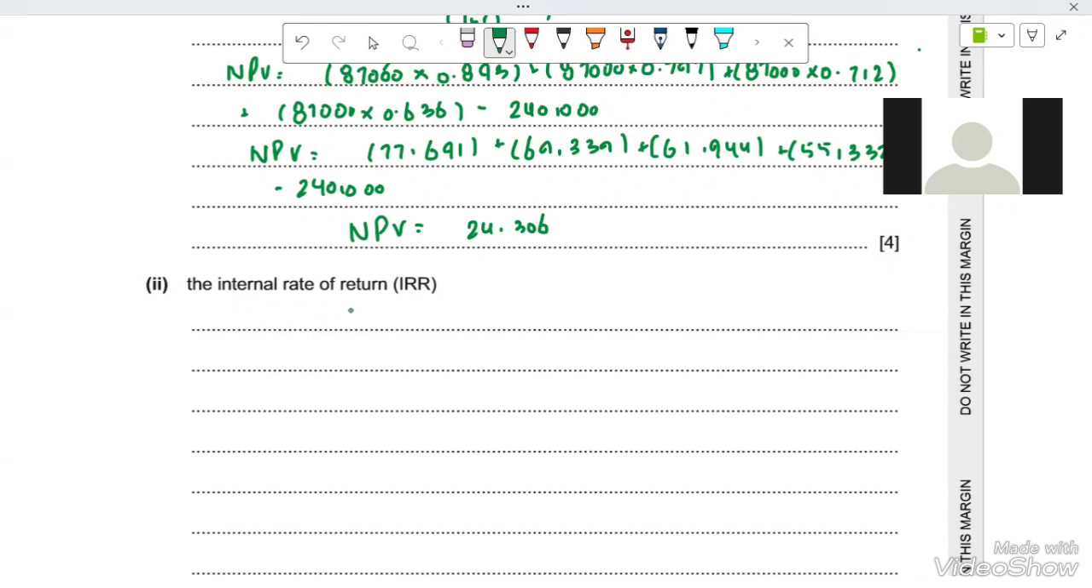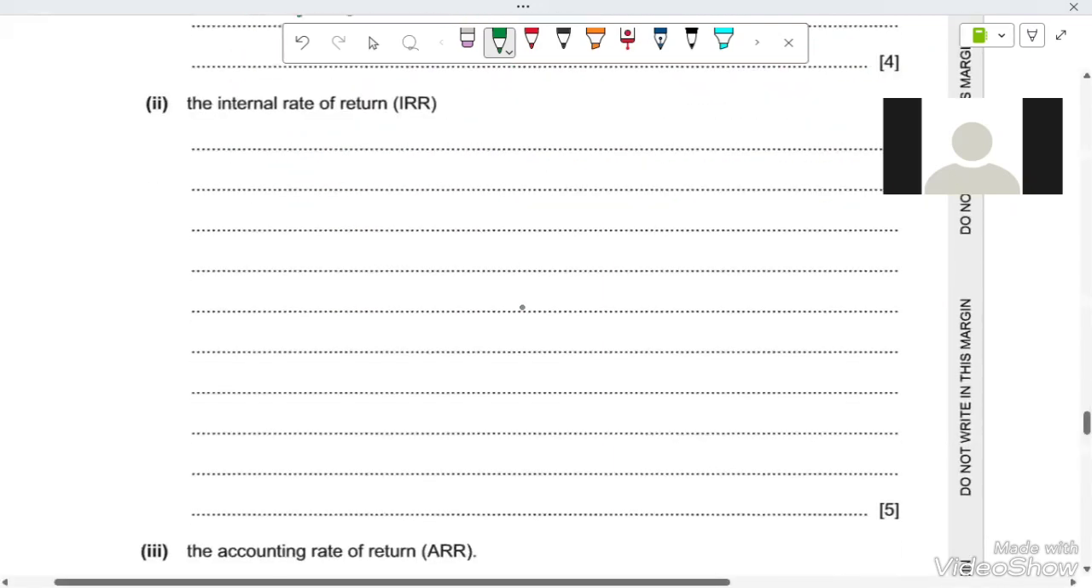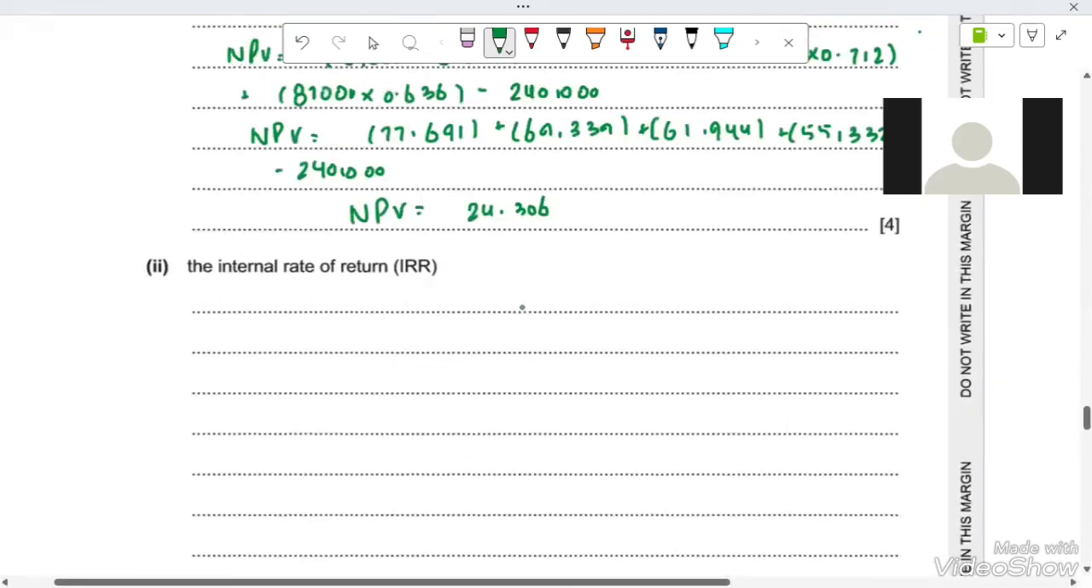The initial investment is 240,000, and the annual cash flow is $87,000 per year for 4 years. Discount rate one was 12%, and discount rate two is 18%. Okay. So now let's find out the net present value on the basis of the 18% discount factor.